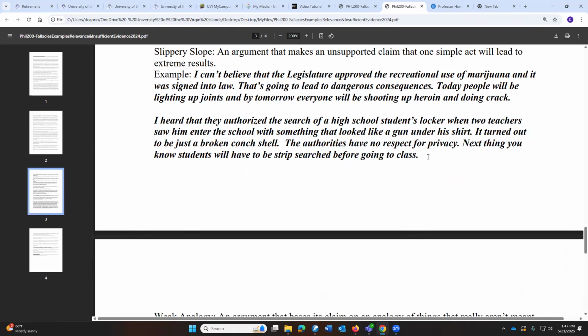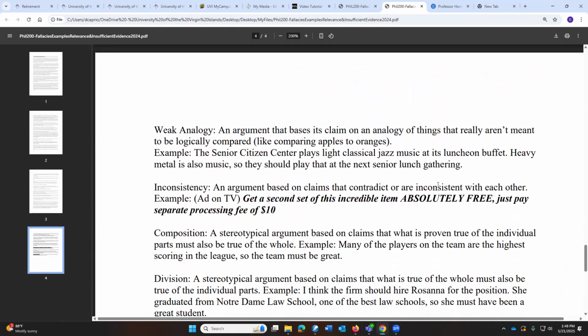I think the teachers had a valid reason to be concerned if it looked like a gun. All right, we know that there are terrible consequences sometimes when people bring guns into school. There have been lots and lots of terrible tragedies caused by that. So for the student to have his locker searched after the teachers thought they saw him with a gun is not unreasonable. And certainly it will not lead to students being strip searched before going to class. Okay, there's a really extreme connection being made there.